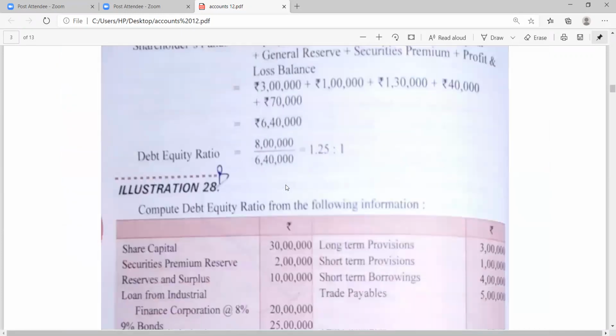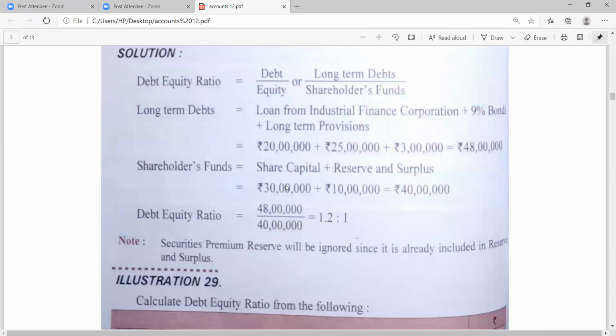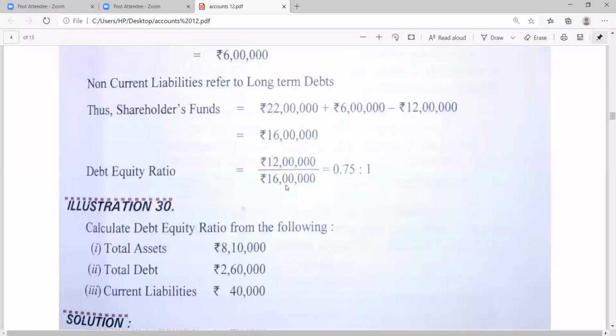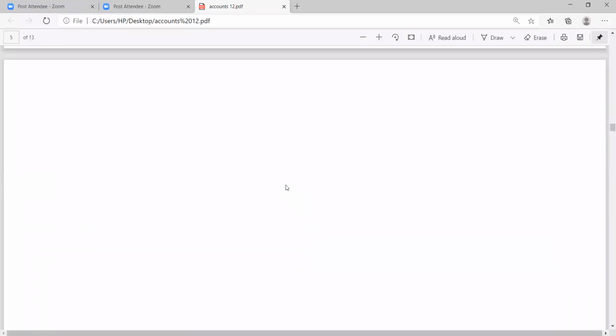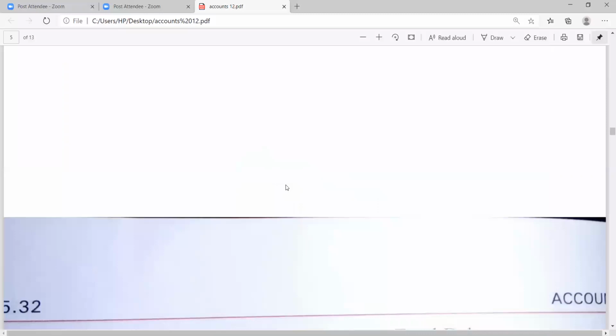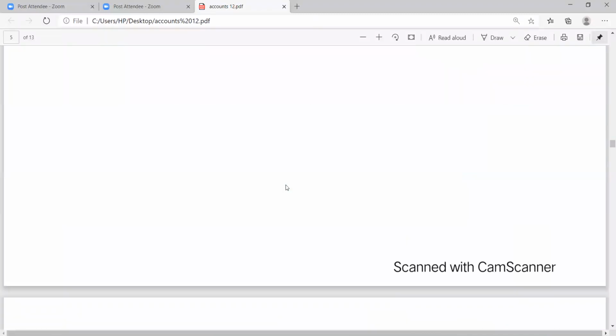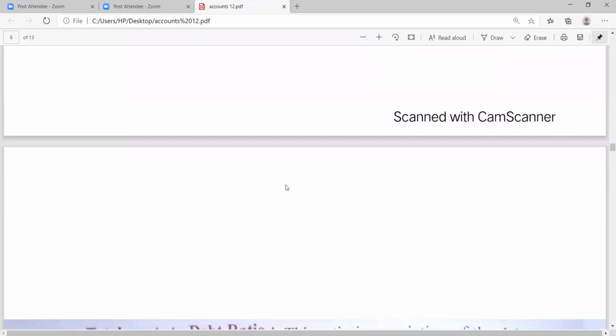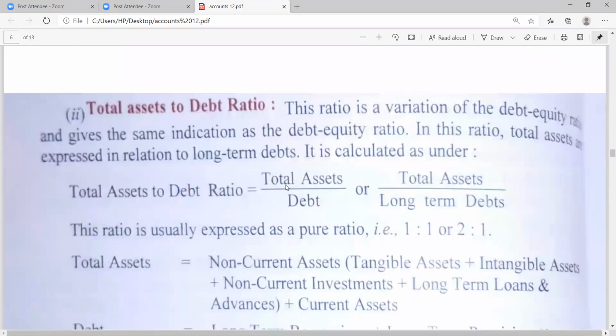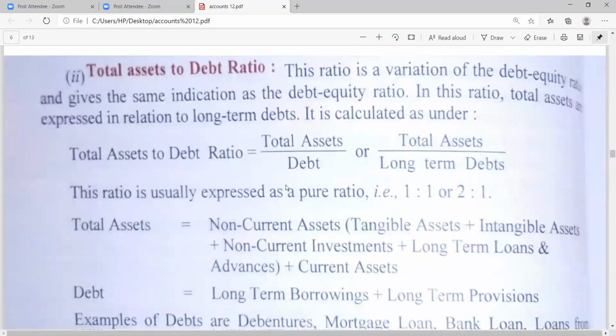You have to attempt all these questions yourself because I have discussed the formula. If you find any difficulty, please ask. If you find any confusion in any formula, you have to derive the formula yourself. Once you clarify the concept, it will become very easy for you to identify the debt as well as equity, and then you can calculate the debt equity ratio.